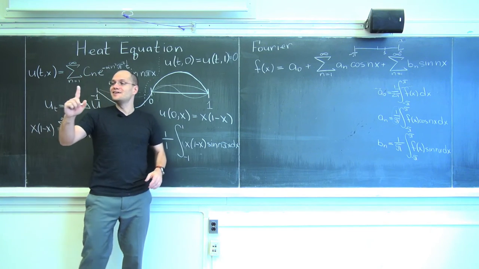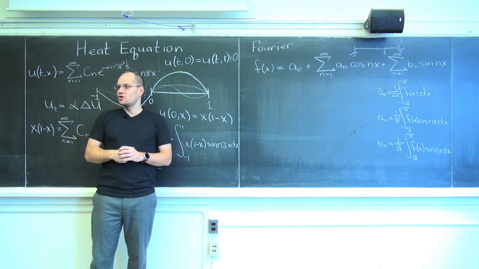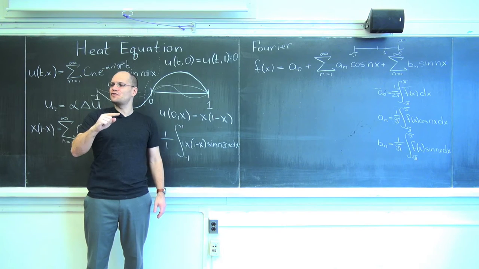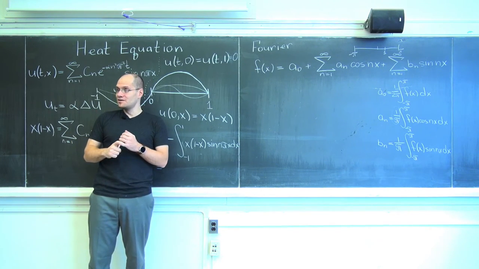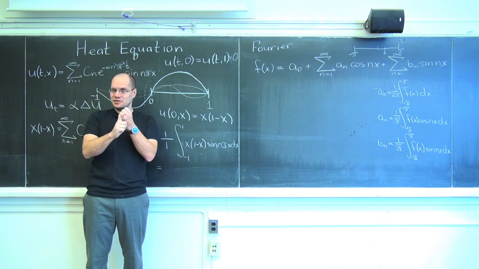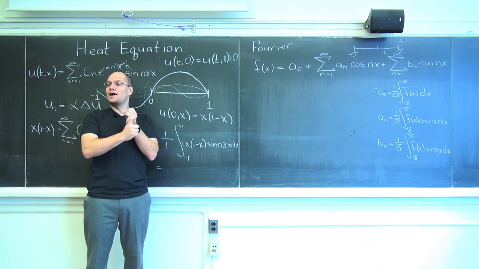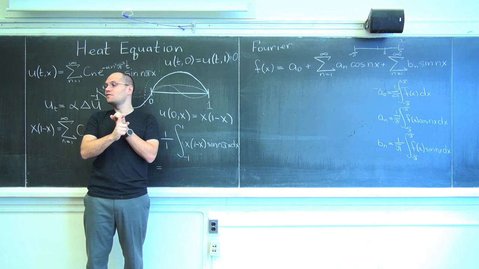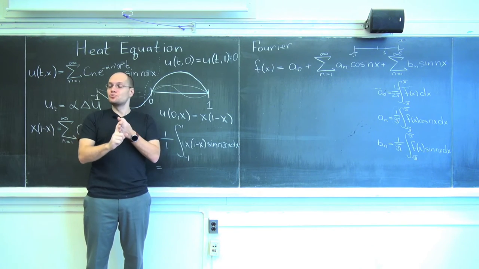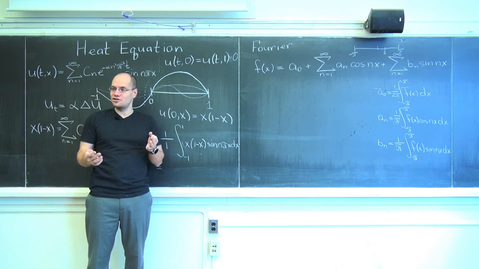Well, while he's doing that, let me ask you a question. How fast do you think the coefficients will be decaying? That's a great question. Because remember, if the function is discontinuous, they decay as 1 over n. If it's continuous but its derivative is discontinuous, then 1 over n squared. If its derivative is continuous, 1 over n to the third.